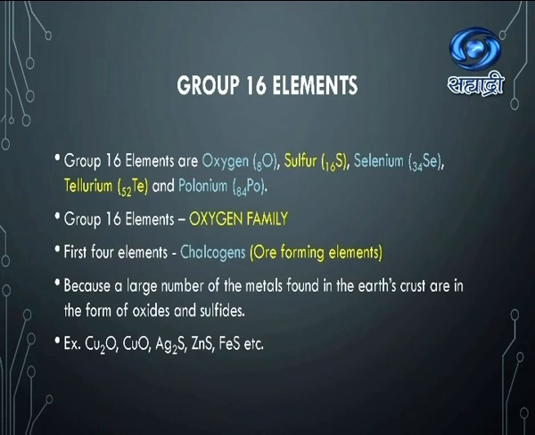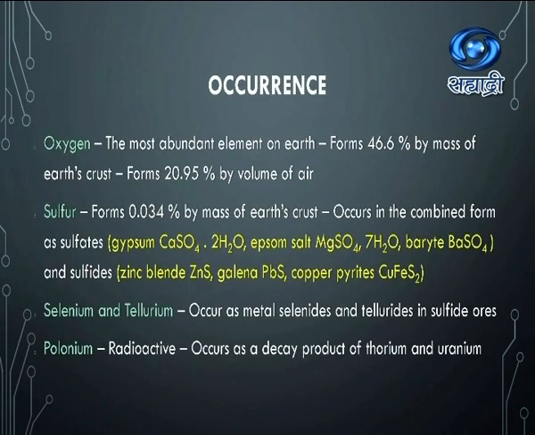This is because a large number of the metals found in the Earth's crust are in the form of oxides and sulfides. Oxygen and sulfur are both members of group 16, and so these family members are also called chalcogens. Some examples are Cu2O, CuO, Ag2S, ZnS, FeS, etc. So these are our group 16 elements, or oxygen family members, or chalcogens.